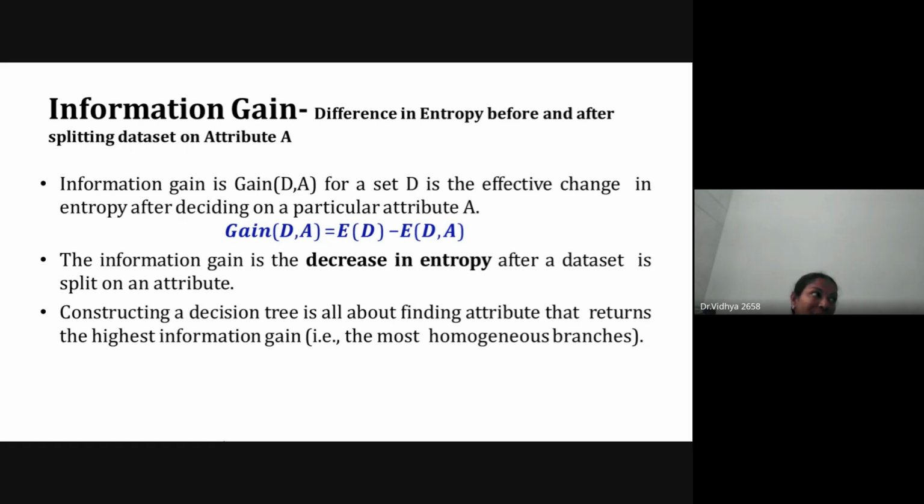So if you are able to identify the differences in computation of this entropy before and after splitting the data set, then the information gain can be effectively calculated by the formula: Gain(T, A) equals E(D), that is entropy of D, minus E(D, A). This is the formula to calculate the information gain. It is the decrease in entropy after a data set is split on an attribute.